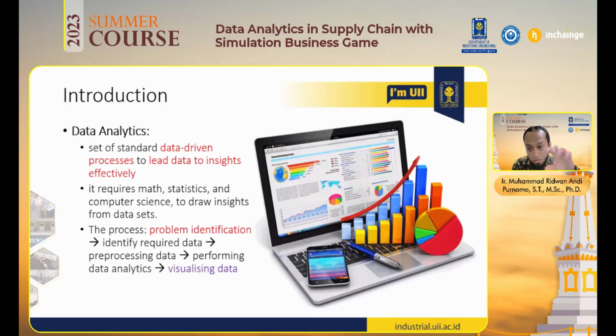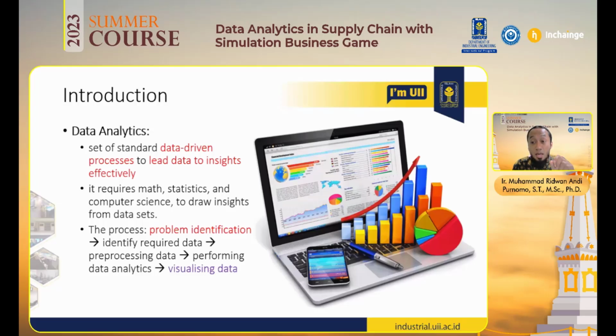The process in the supply chain will be driven by data, to lead data to insight effectively. So the challenge is how to identify the required data, because if you think from the manager's or user's point of view, we have some expectation. And this expectation will be the objective. After we define the objective, then we can continue to identify the required data. So the challenge is like that.